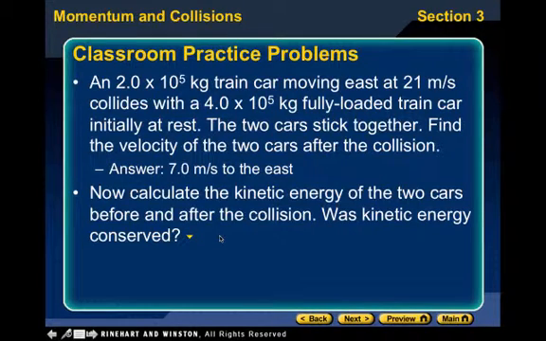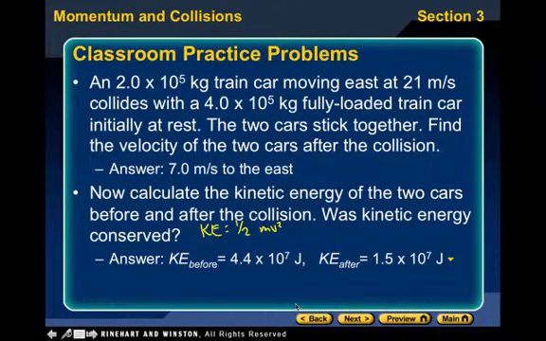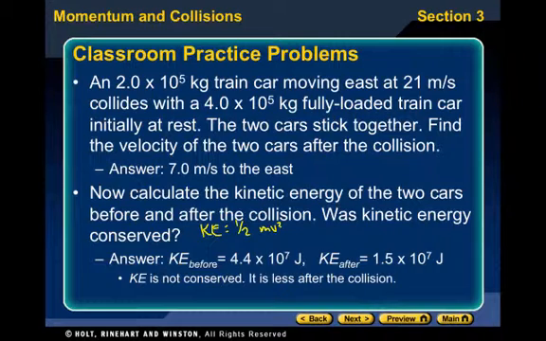Now calculate the kinetic energy of the two cars before and after the collision. Was kinetic energy conserved? Well, what was the kinetic energy? We have our equation, 1/2 mv squared. So initially we can find the energy and the final energy also, and the energy is not conserved. Why is that? Right, there's loss of energy, thermal, sound, all those energies that can be lost. So we don't have a closed system, so we can lose some energy here.